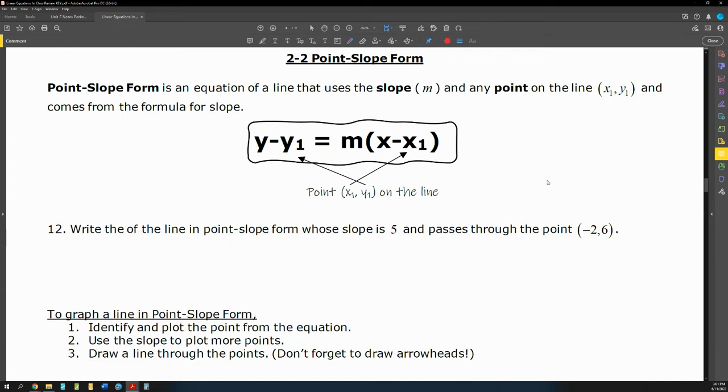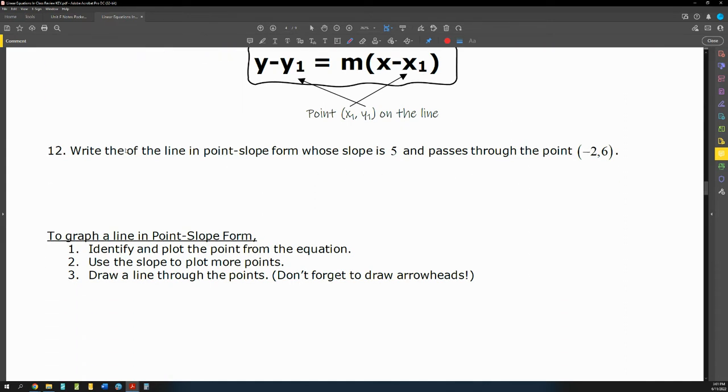So let's go ahead and write the equation of the line in point-slope form whose slope is 5 and passes through the point (-2, 6). So again, this is y minus y1 is equal to m times the quantity x minus x1. So our slope is 5, and our point (x1, y1) is (-2, 6). So plugging this into point-slope form, we get y minus 6 is equal to 5 times x minus x1.